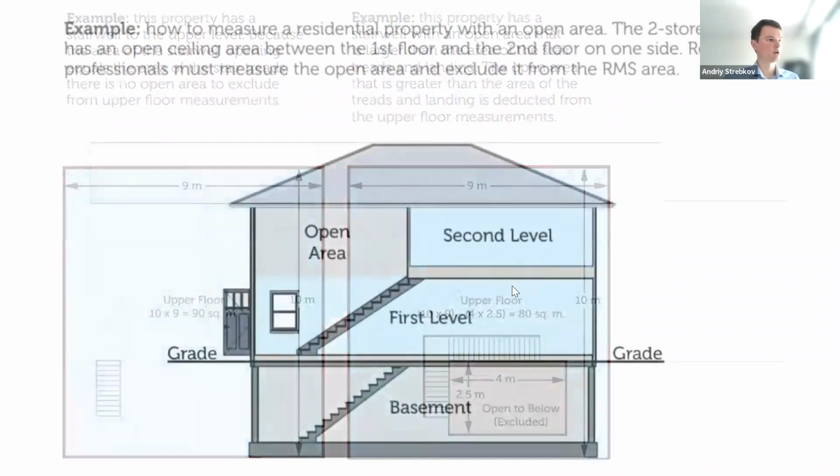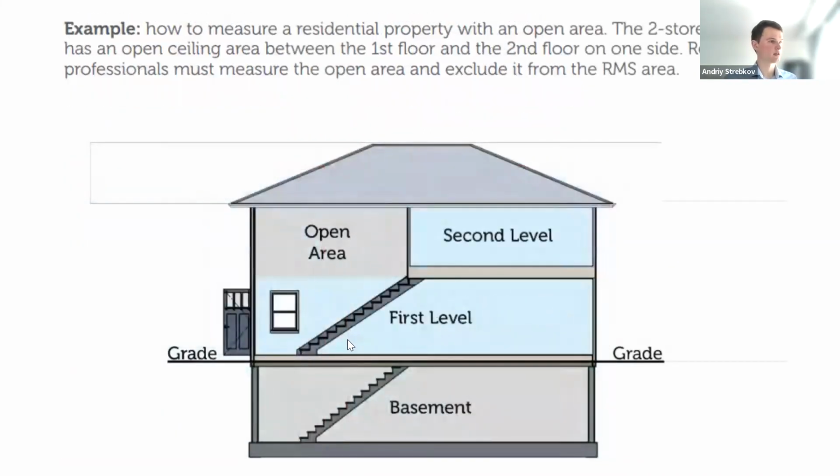Here is another example of it. So we see, basement obviously is below grade, we don't include it. Then we see a first level, fully included. And then we see a second level, an open area. So you can still measure the open area, but you have to exclude it from the total calculations.